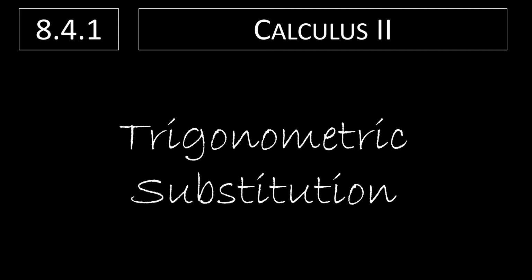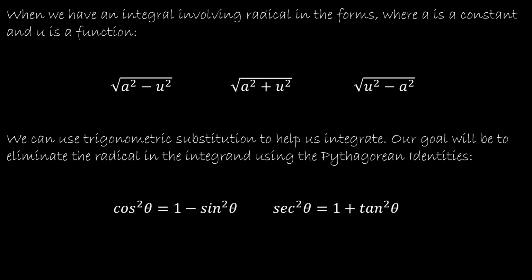In this video, we're going to cover trigonometric substitution, which is a method for integration when you have integrands in a specific form. Trigonometric substitution can help us to integrate when we have a radical in one of these forms. If we have root a squared minus u squared, root a squared plus u squared, or root u squared minus a squared, again, we can use trigonometric substitution.